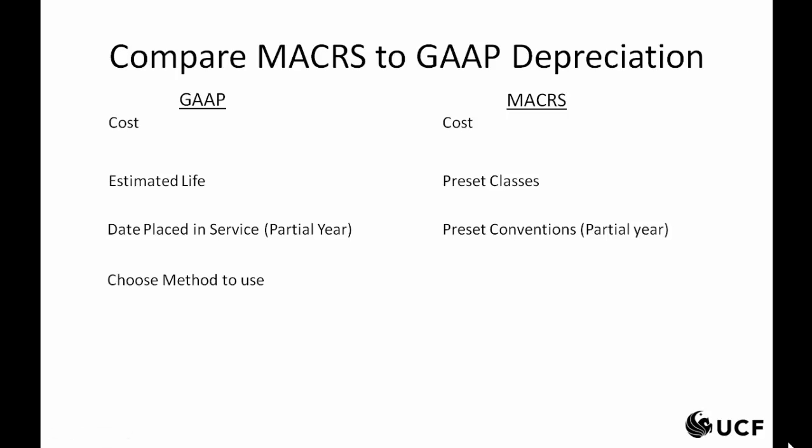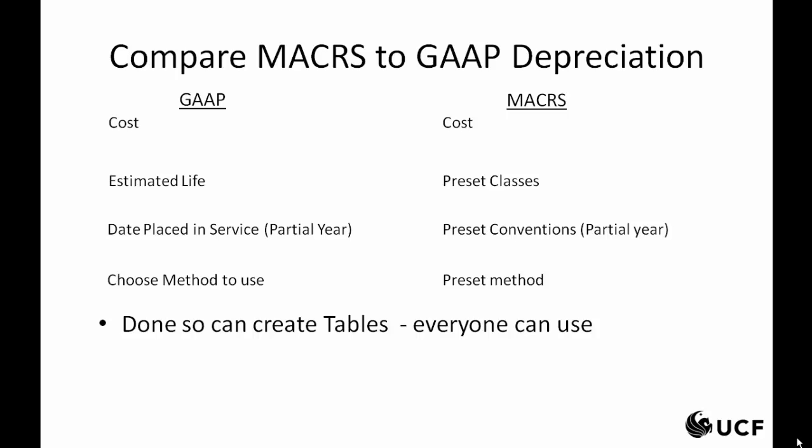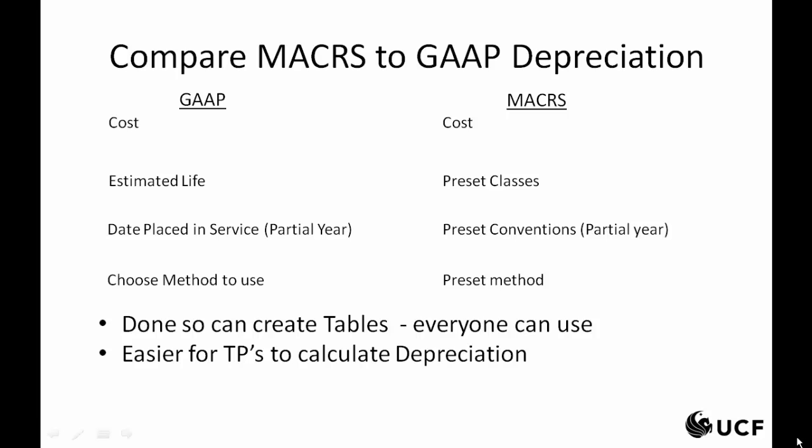The last thing we have to do for GAAP depreciation is choose the method to use. Are we going to use straight line? Are we going to use sum of the year's digits? Are we going to use double declining balance? For MACRS, it's already preset for us. By doing this, we can then create tables that everybody can use to calculate depreciation, thereby making it much easier for taxpayers to calculate depreciation for tax purposes.